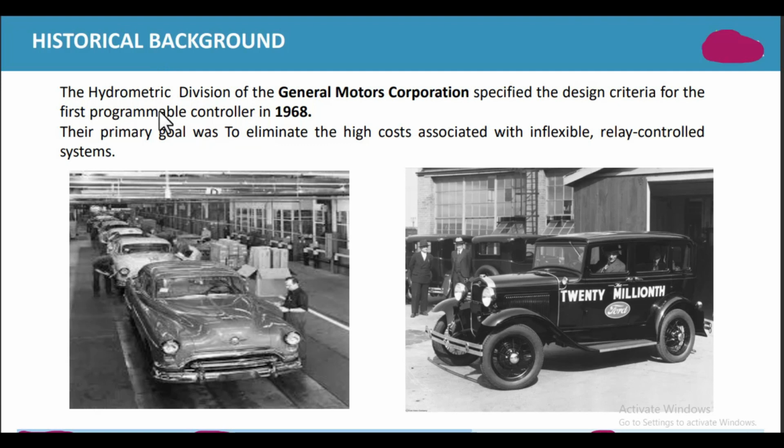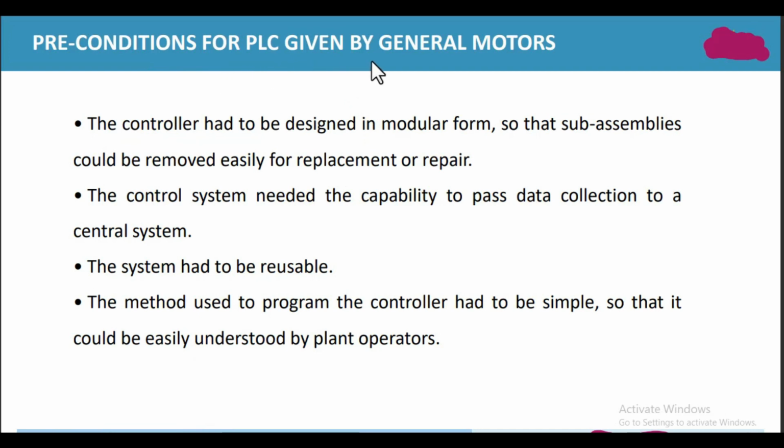Historical background. The Hydramatic Division of General Motors Corporation specified the design criteria for the first programmable controller in 1968. General Motors developed the first PLC. Their primary goal was to eliminate the high cost associated with inflexible relay control systems. Relay control systems were very complex and very costly, and they needed to eliminate that cost by developing a programmable controller.